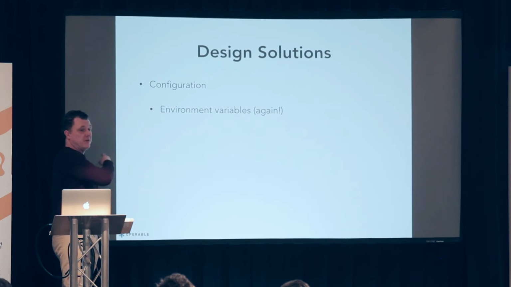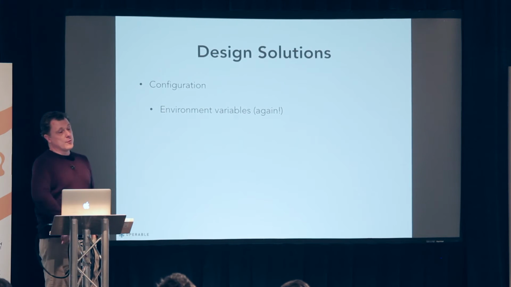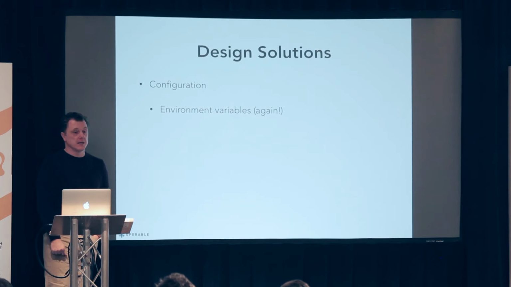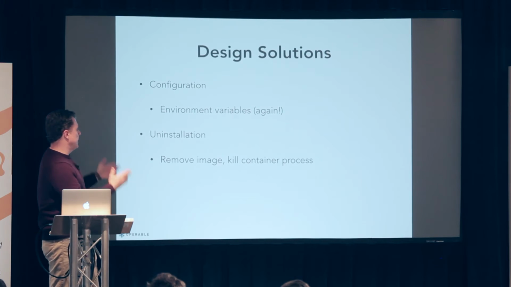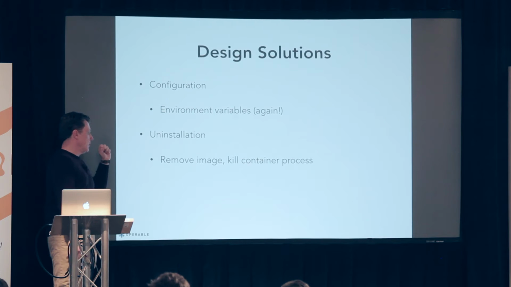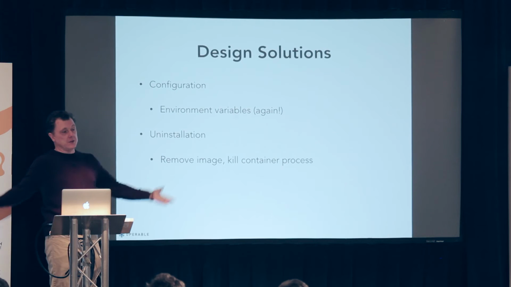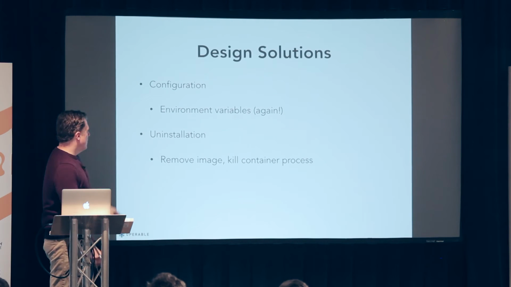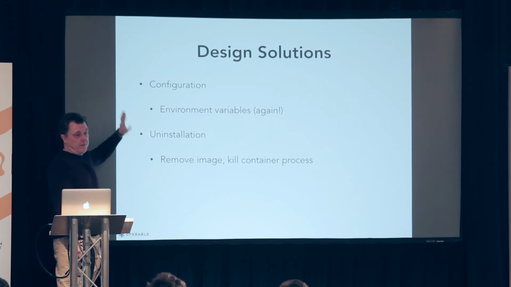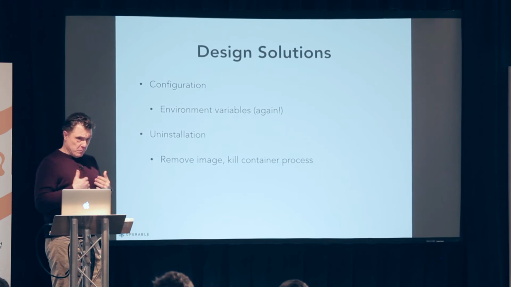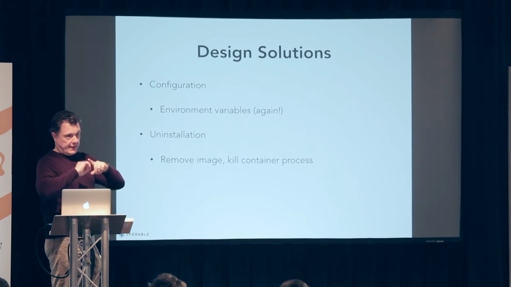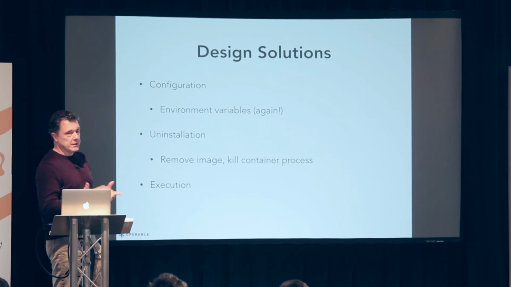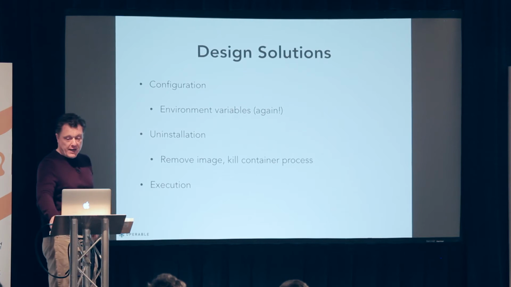Configuration? Environment variables strike again. This is another place where the 12-factor design really works out well. And uninstallation is also simple. Remove the image, or kill the container process, remove the image, and you're done. So Docker exposes primitives that do all of these things. You're probably most familiar using them through the Docker command line tool, but that's not what we did, mostly for reasons of performance, which I'll get into in a minute.